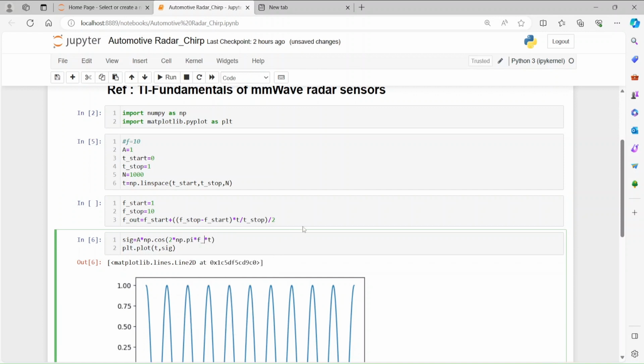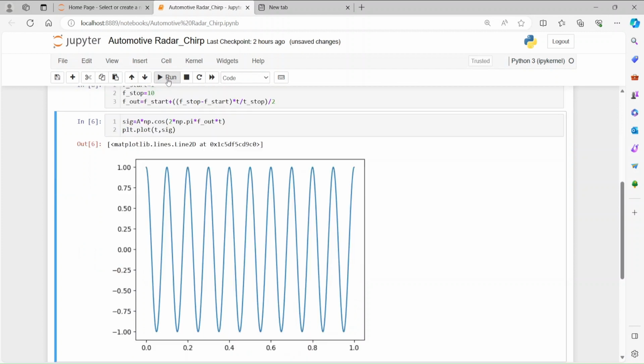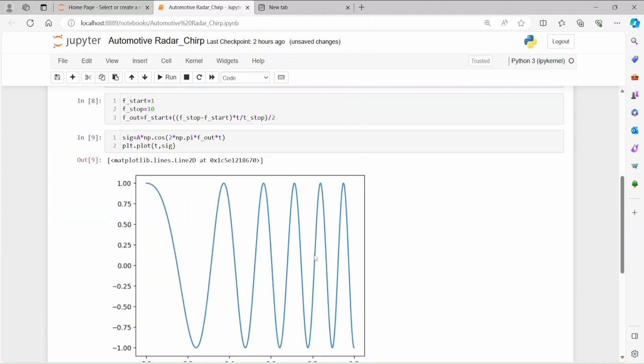Okay, which is, it's not showing up here because I didn't run it. So f out, let's run this whole thing again. So we have this, and then the start and stop, and then okay, so this is the chirp.